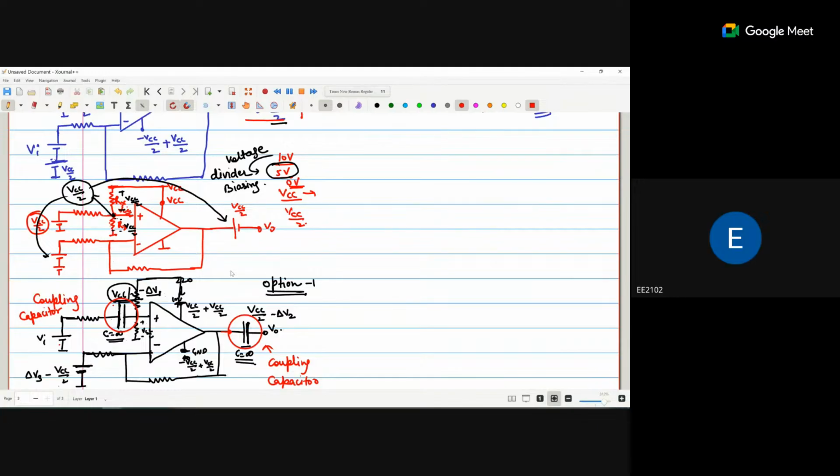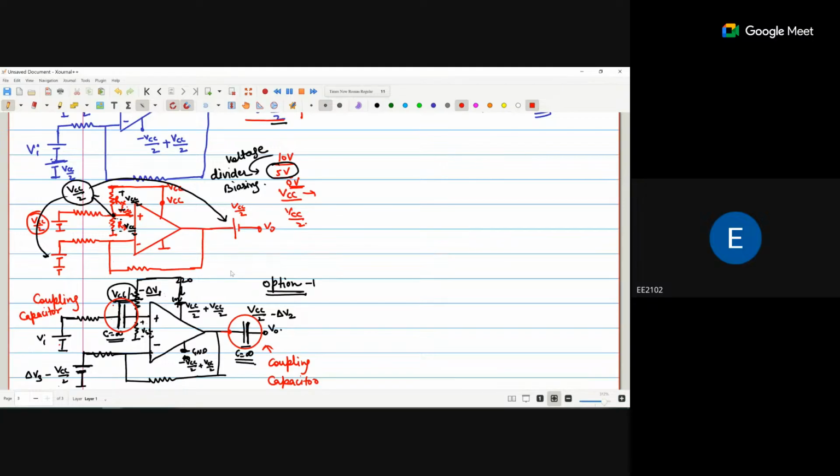Ideally C is infinite, but practically it is not possible. If C is infinite, we use this capacitor on the input side as well as the output side. These two capacitors are called the coupling capacitors. Any doubt? We move forward.